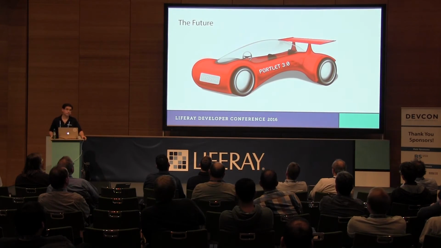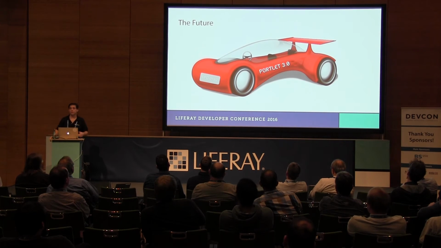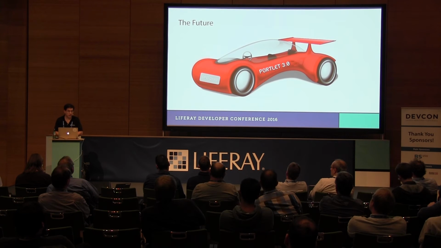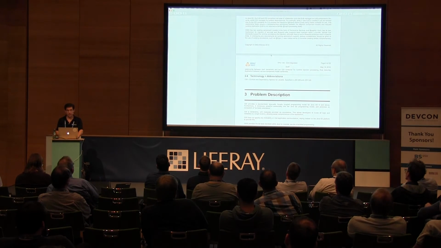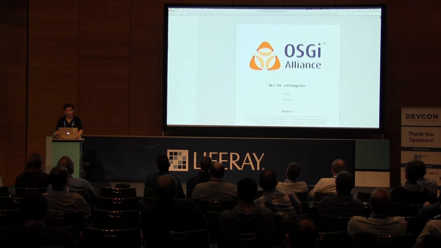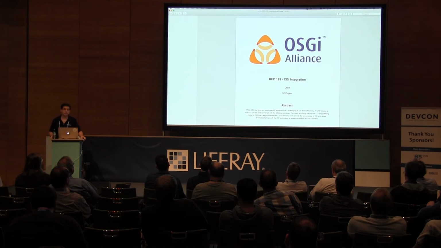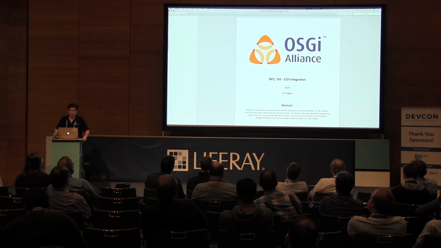Well, what about the future? We know about what WABs are. We've seen how we can use OSGi in our Java EE style portlets. What about the future? Well, the future is Portlet 3, and to some extent, if you're a JSF developer, JSF 2.3, and the future is there on the license plate. It's RFC 0193, and that's this document right here. The OSGi Alliance is forming an RFC for this.